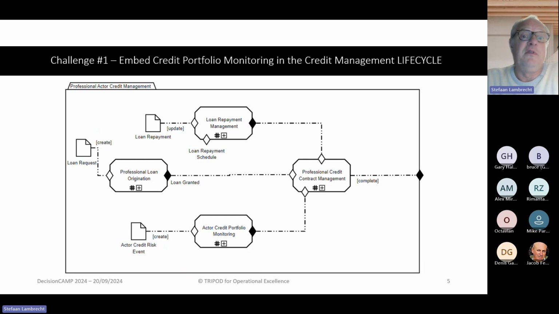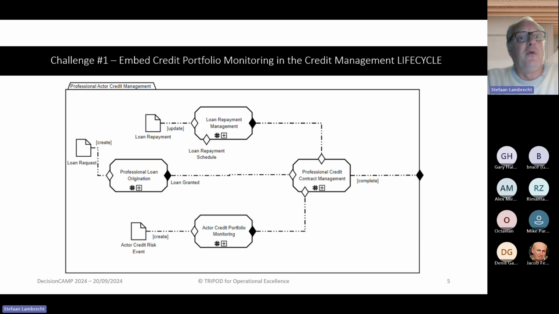First of all, obviously, if you have a decision-centric approach to portfolio monitoring, because that's what we are talking about, credit risk portfolio monitoring, you need to see portfolio monitoring as a part of the life cycle, in fact, of all credits taken by a customer with a bank and a follow-up of it. And so it is only one part of the entire puzzle.